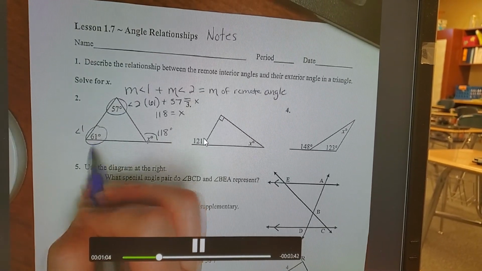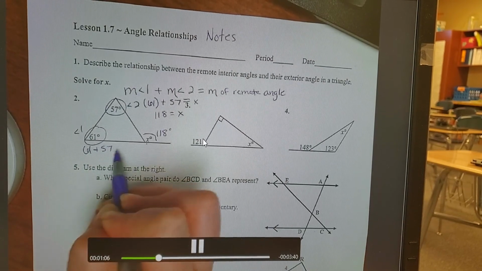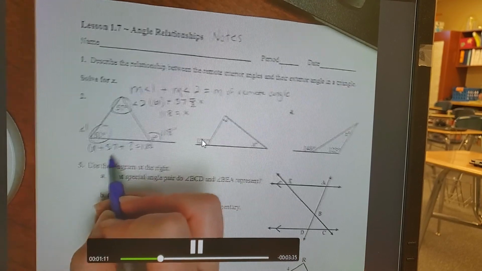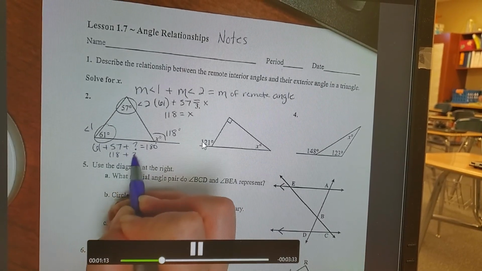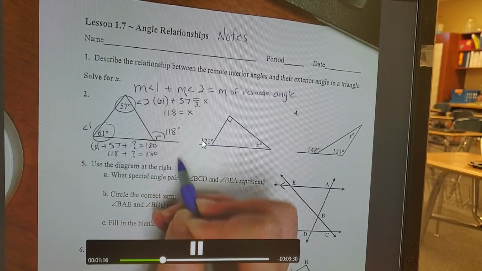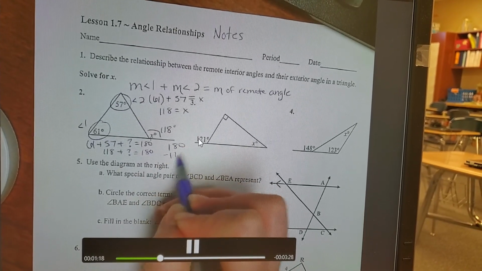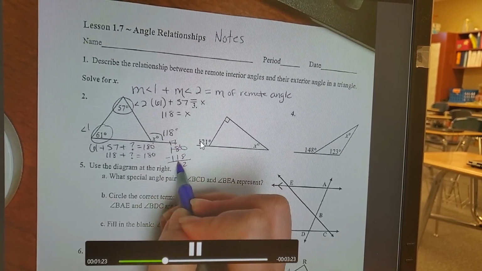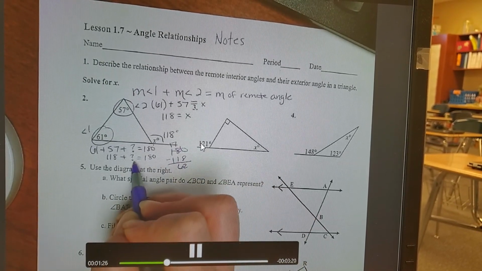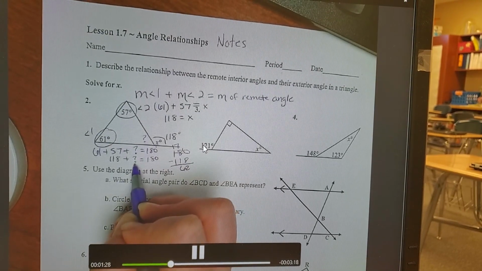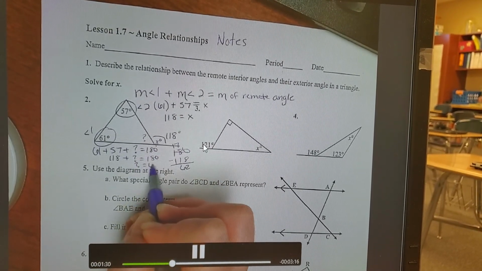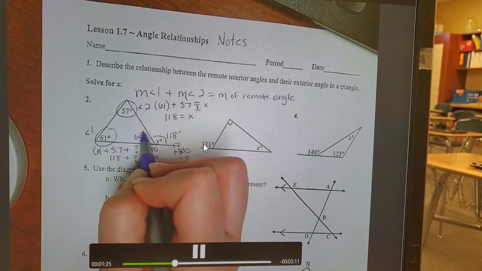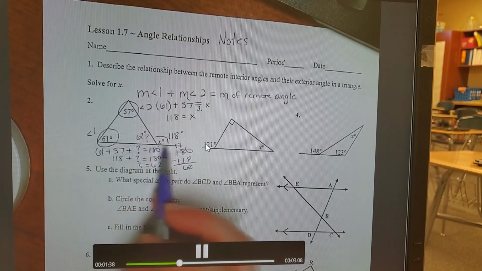Just a little reminder that it takes 3 angles to add up for a triangle to equal 180. So 61, 57, and whatever that other one would be. If I go ahead and solve that, subtract 118 from each side, we end up with that unknown being 62. So 62 degrees.